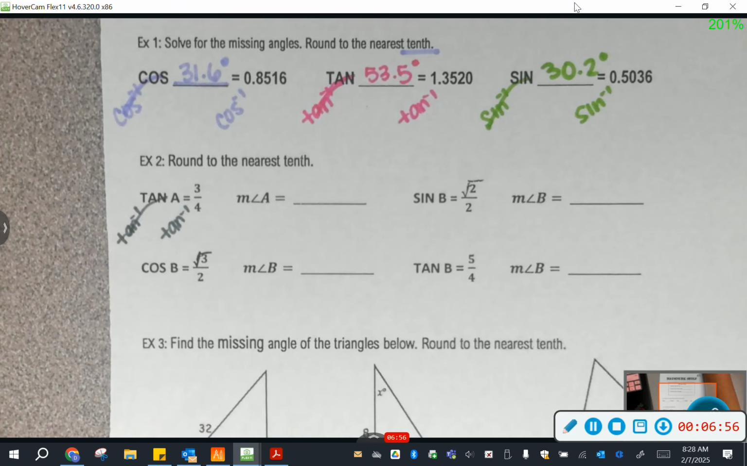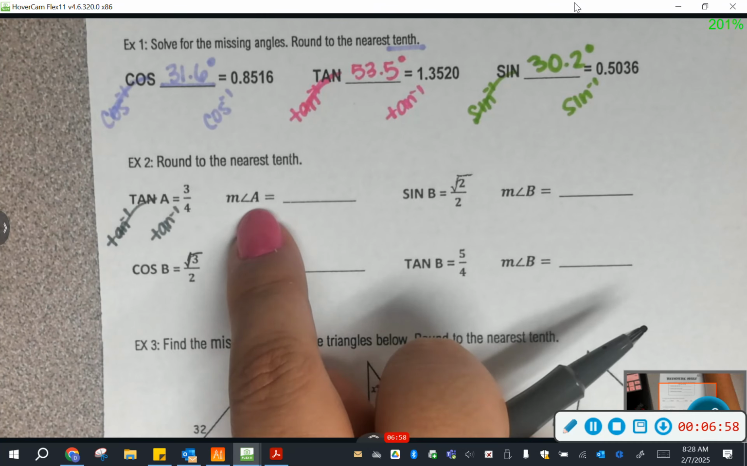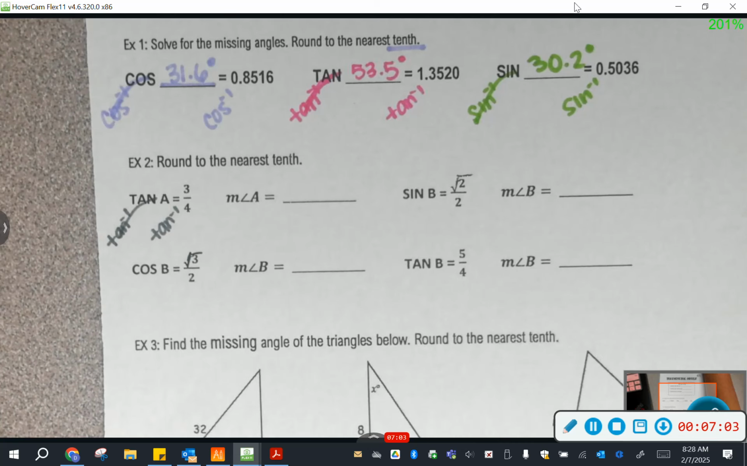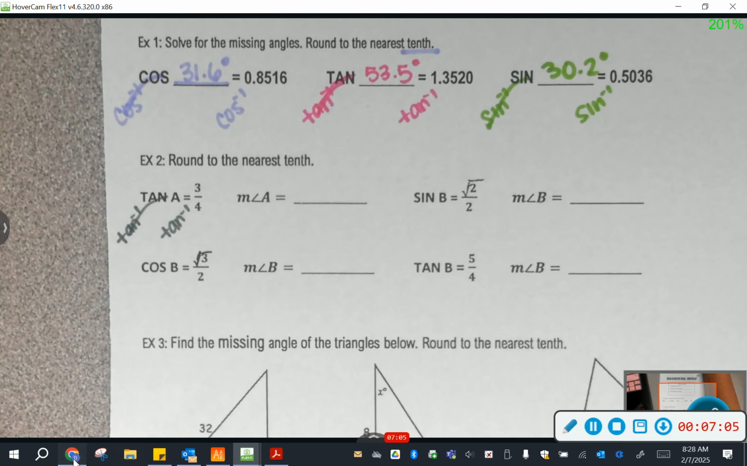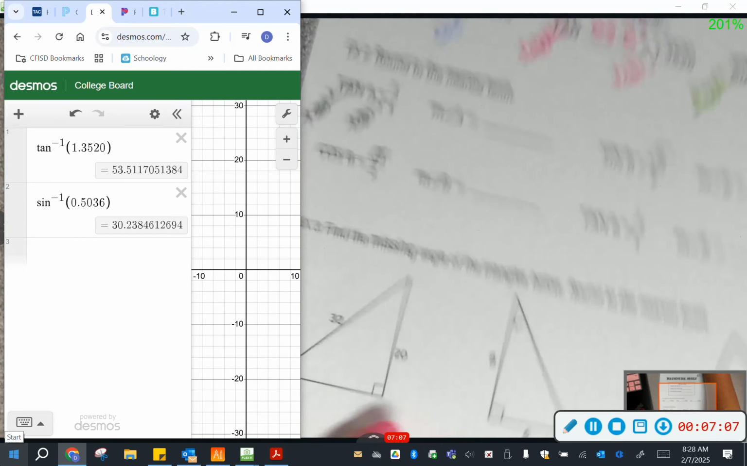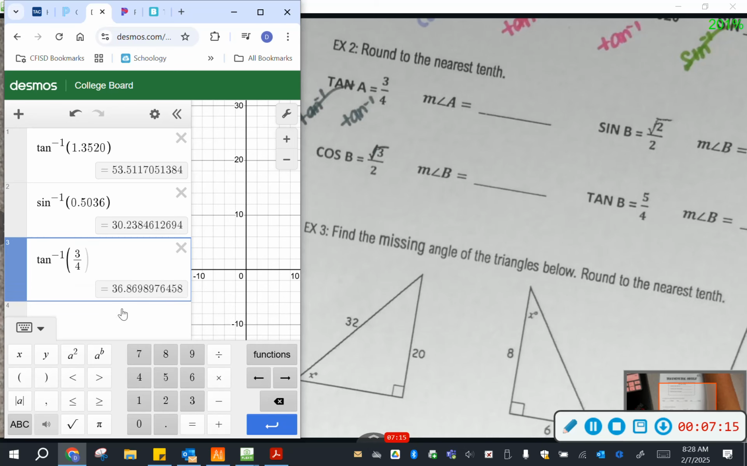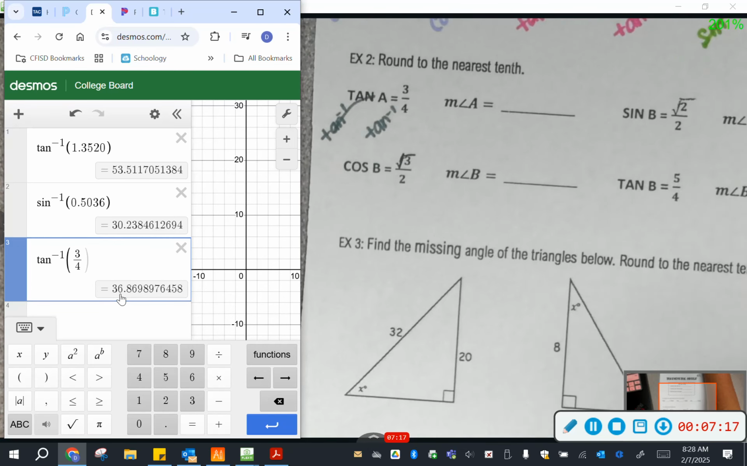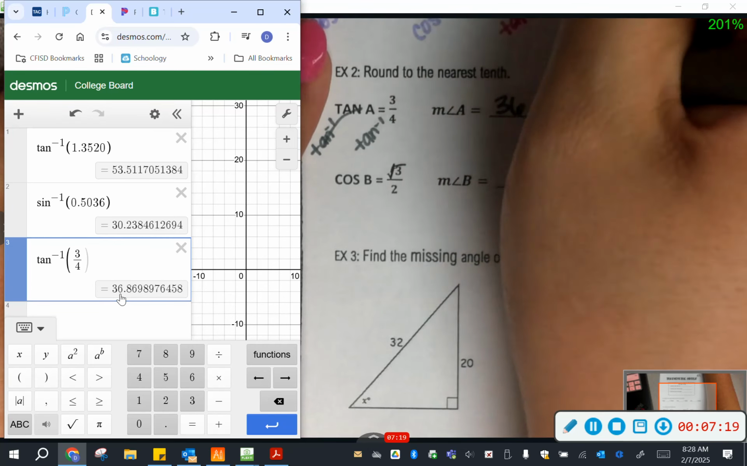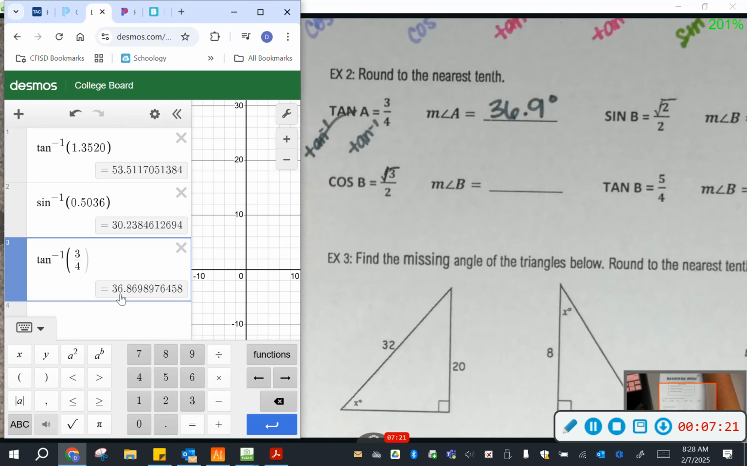If it's asking for an angle. So do you see how right here it's asking for angle A? If my question's asking for an angle, you're going to do inverse every time. All right, so let's do, what is the tan inverse of 3 over 4? Let me do that right here. Tan inverse of 3 over 4 is 36 point what? 36.9 degrees.